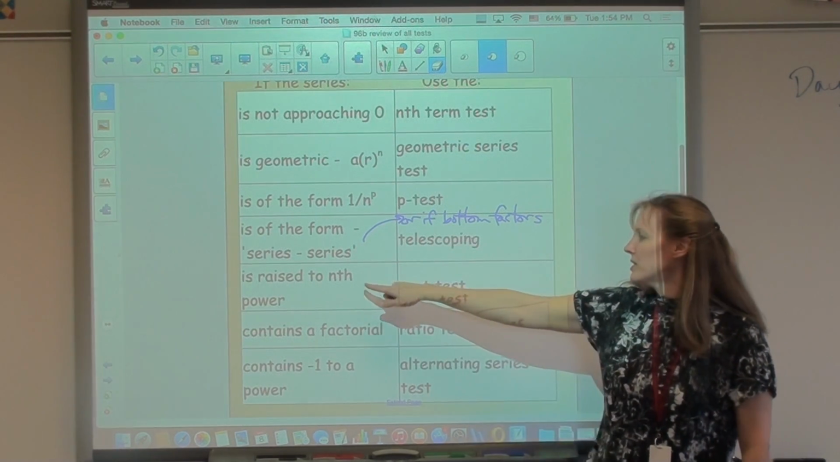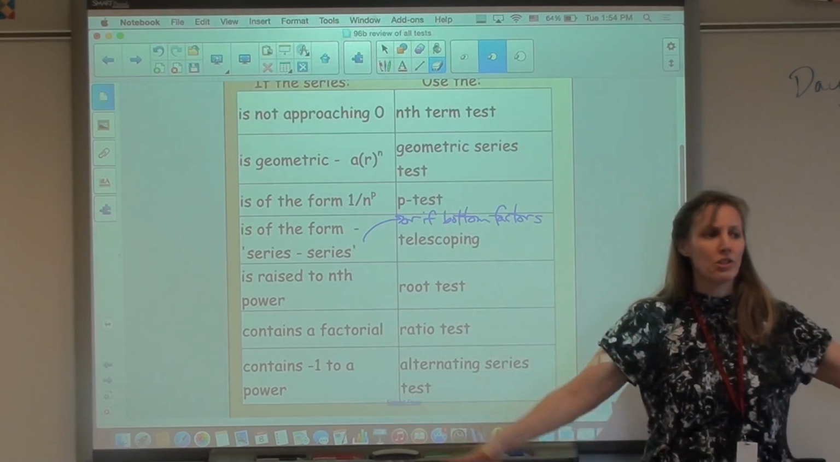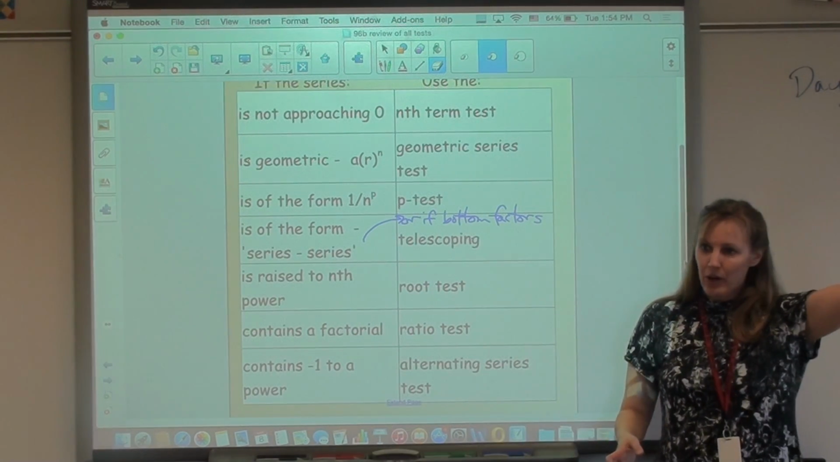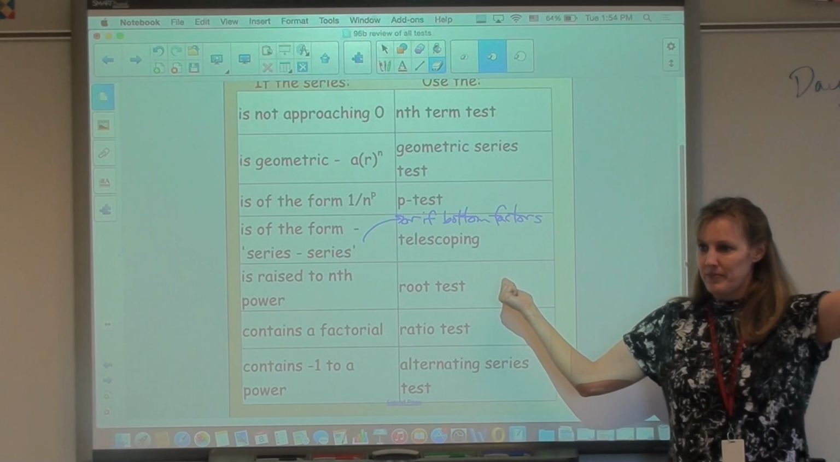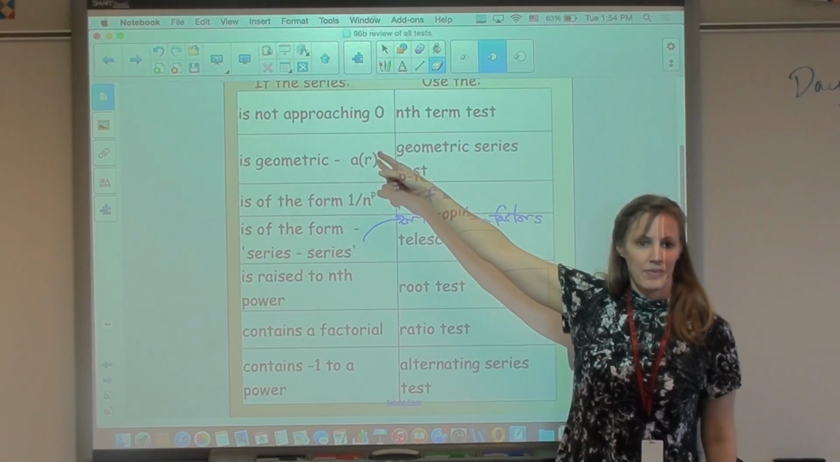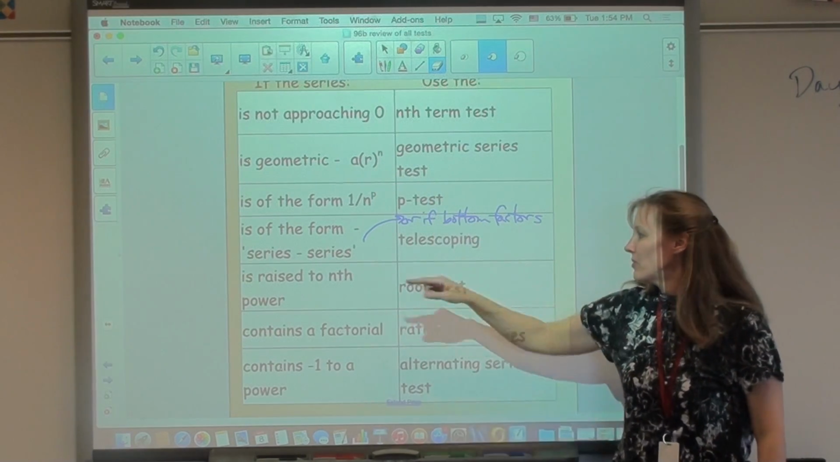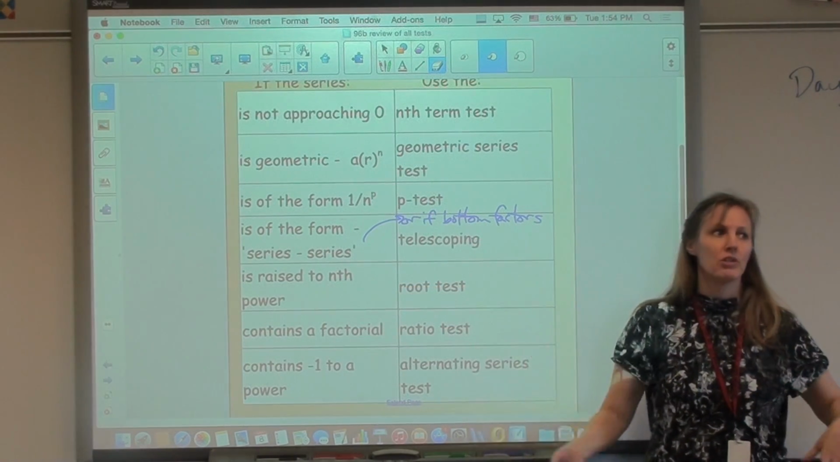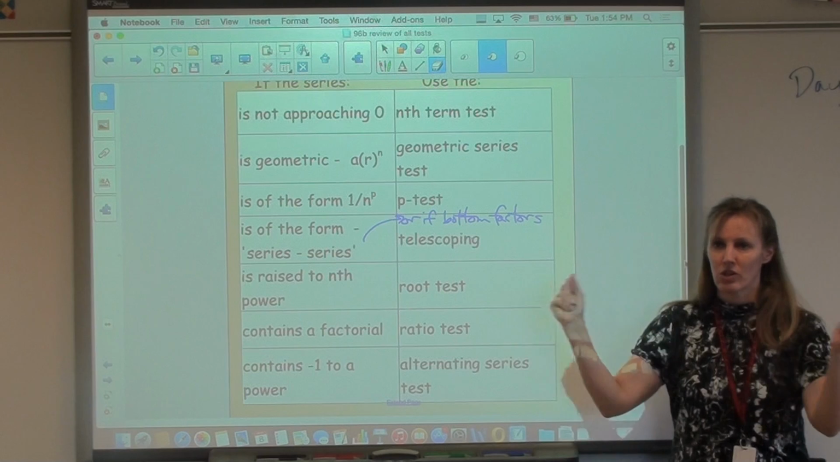All right, raised to the nth power. If you have the whole series to the nth power, you always want to use the root test, right? You can actually use the root test for geometric, and they work just fine, right? But no matter what, if you've got the whole series raised to the nth power, then the root test just gets rid of the n.